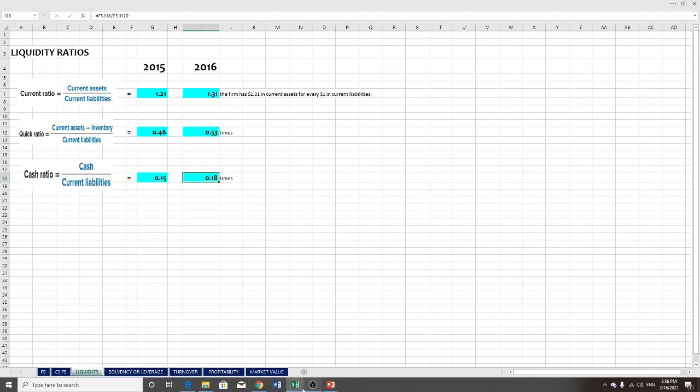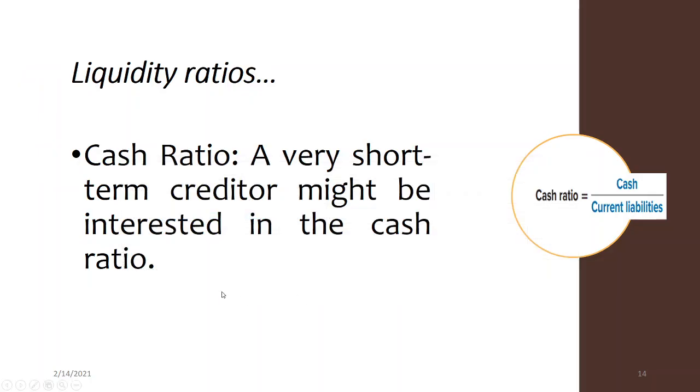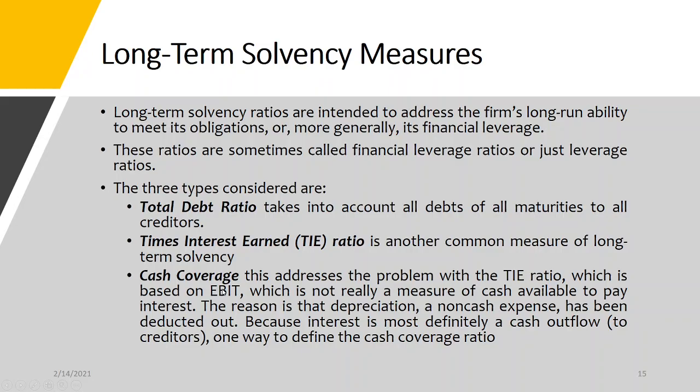So let's go back and look at the next ratio. The next ratio is the long-term solvency ratio, or what we call leverage ratio, financial leverage ratio. So they are intended to address the firm's long-run ability to meet its obligation. This ratio are sometimes called financial leverage ratio. There are three types of them. We have the total debt ratio, we have the time interest earned ratio, we have the cash coverage ratio.